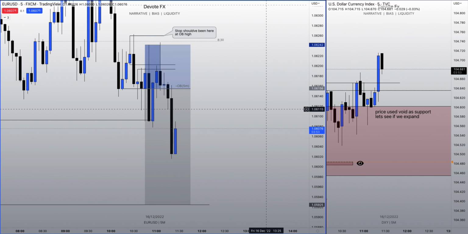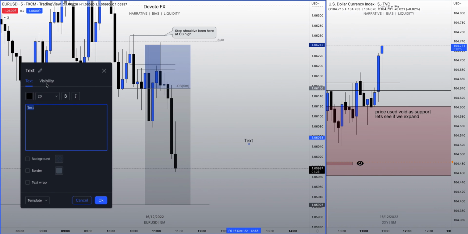So price seeks a short-term premium by coming back above this low that they just raided. So that wick paid out. So now we've accomplished a short-term premium here. So now price can continue to expand sell side. And here comes expansion.